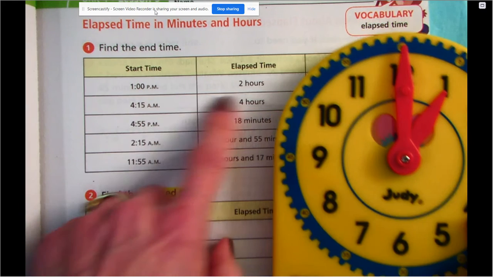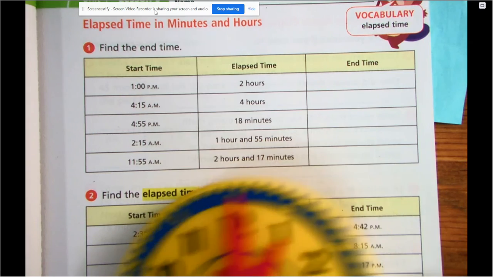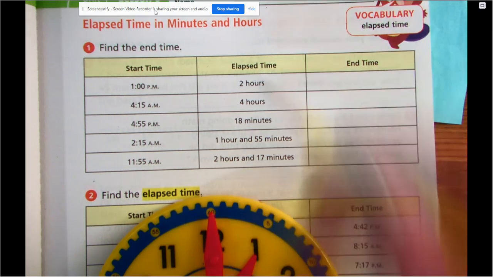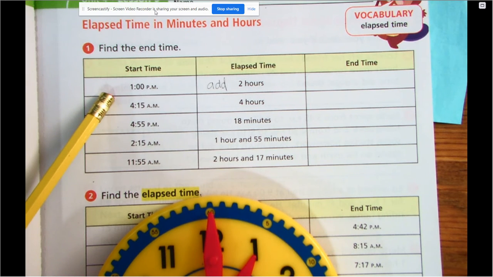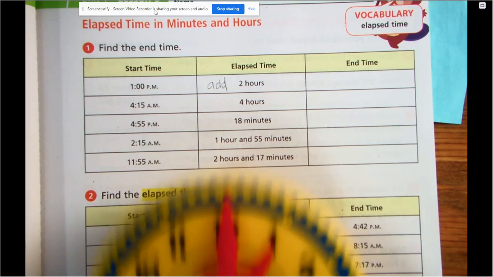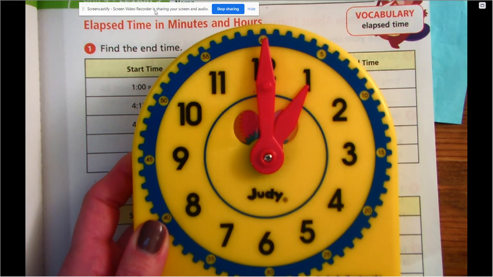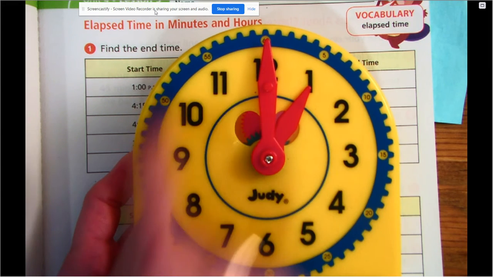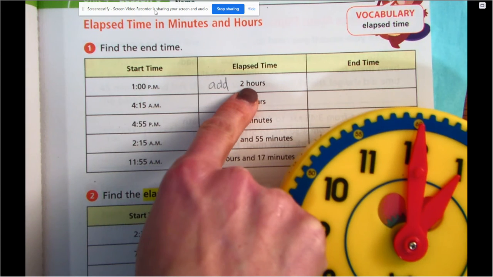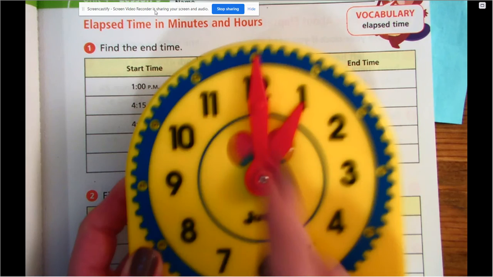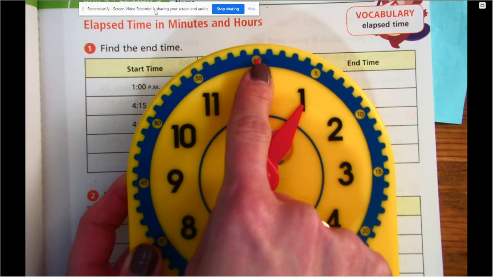Okay, if our elapsed time is 2 hours, that means we're going to go 2 hours in the future, right? We're going to add 2 hours to our start time to find our end time. Okay, now remember, 1 hour means you start at the minute and you go around to the exact same minute. That's 1 whole hour. So if I'm going to go 2 hours, right, I'm going to take my minute hand and it's going to go all the way around my clock, right to that same spot 2 times.